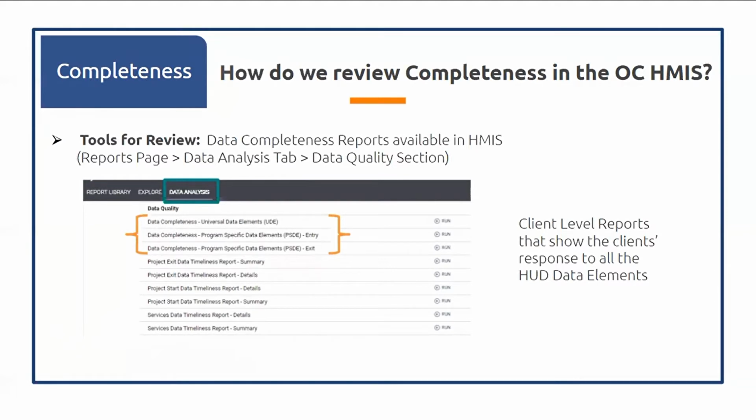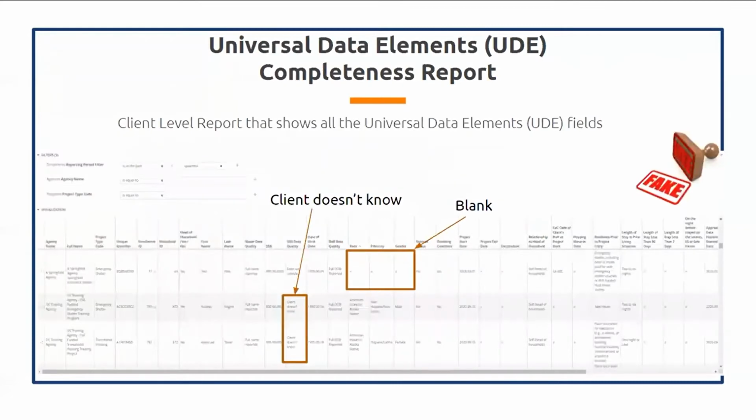These are client level reports that show the client's responses to all the HUD data elements. And we have 3 reports, 1 for each data element type, as you can see here in the screenshot. Okay, so let's see an example of these reports real quick. Here we have the universal data elements completeness report. So we're looking at the client's responses to the questions that are only related to the universal data elements, right?